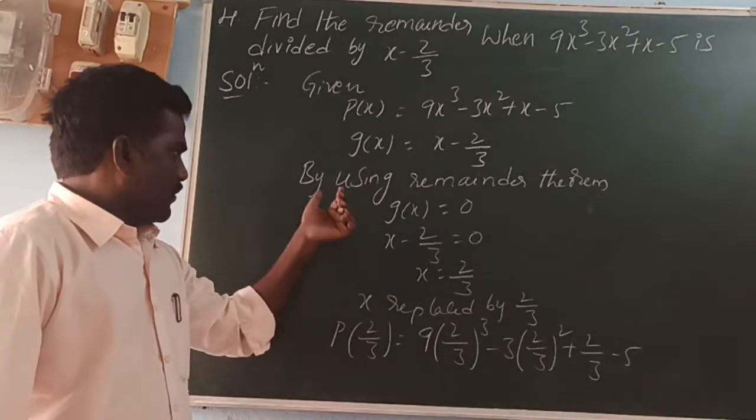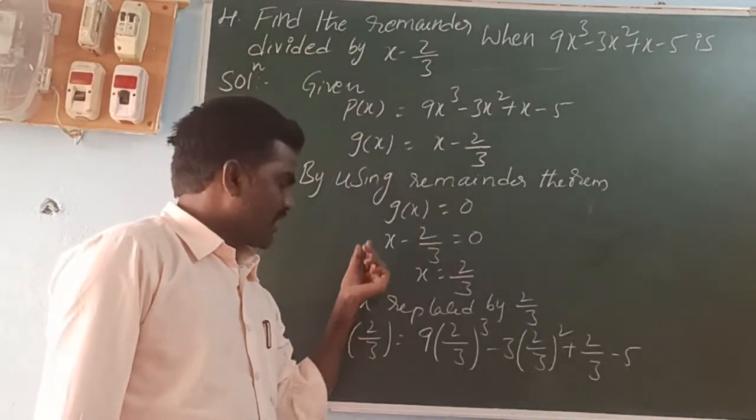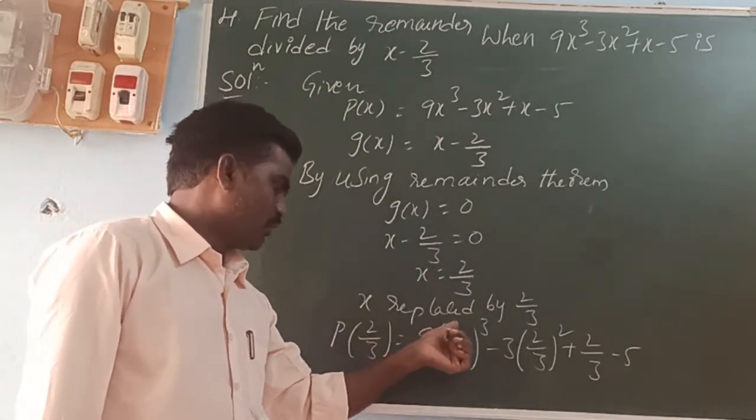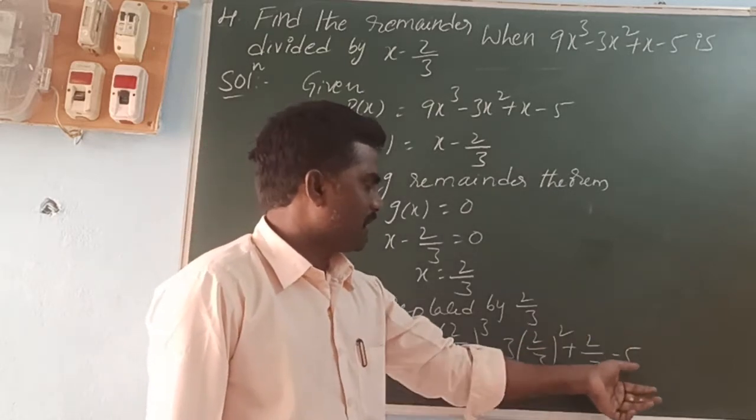By using the remainder theorem, the divisor g of x is equal to 0. The 0 we can substitute in the given polynomial. P of 2 by 3 is equal to 9 of 2 by 3 whole cube minus 3 of 2 by 3 whole square plus 2 by 3 minus 5.